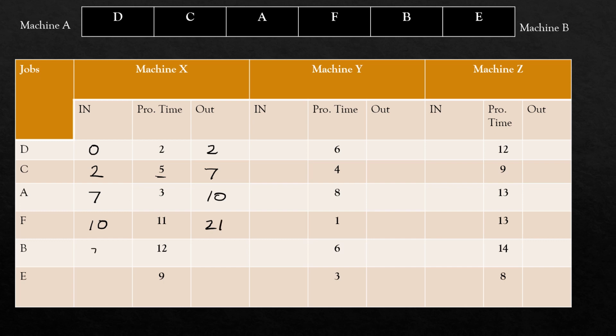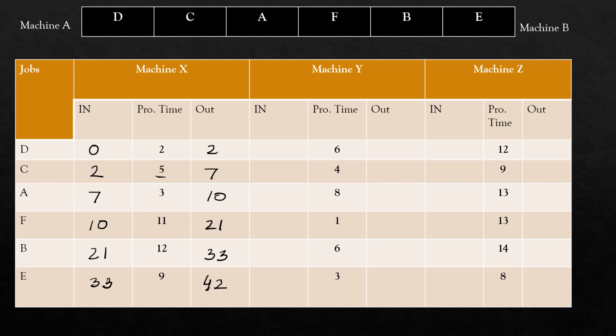At 21, B job will start getting processed. It will take 12 hours to complete, making it 33. So at the 33rd hour, E will start getting processed on machine X. It will take 9 hours, making it a total of 42 hours. All right. Now let us do the calculation for machine Y.